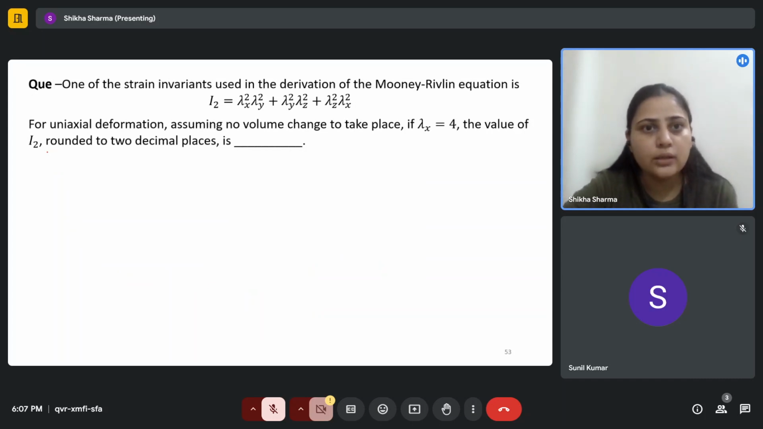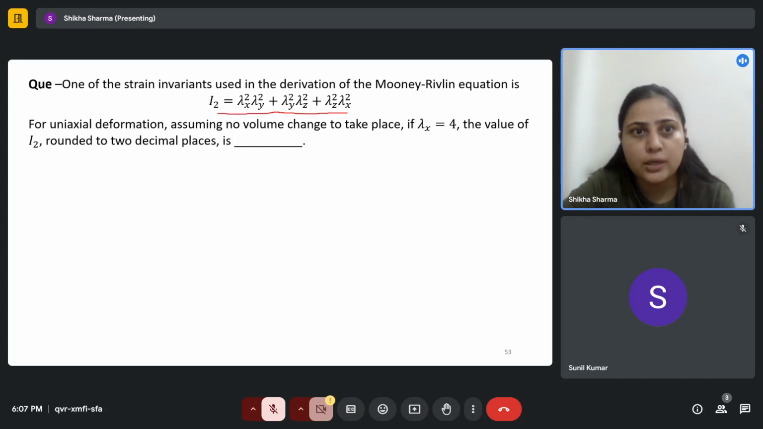One of the strain invariants used in the derivation of the Mooney-Rivlin equation is, this is the equation for strain invariants. For uniaxial deformation, assuming that there is no change in the volume, and lambda x, the deformation in the x direction, is equal to 4, the value of I2 we need to calculate.